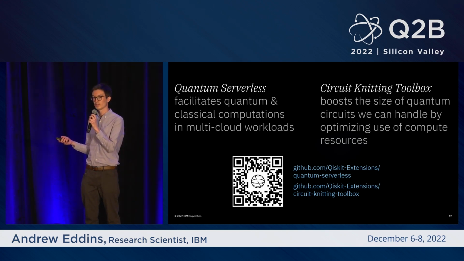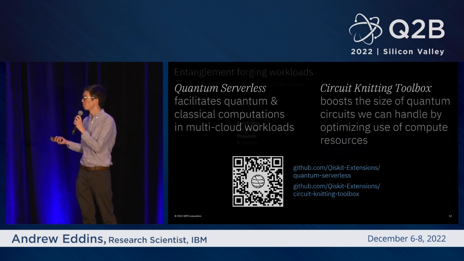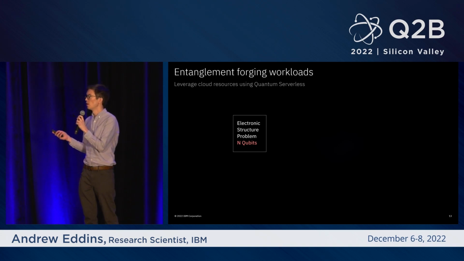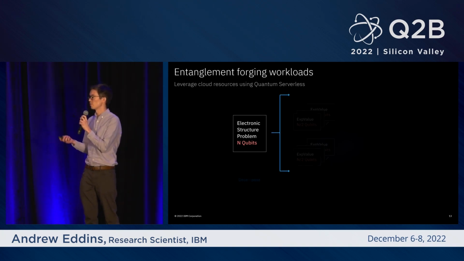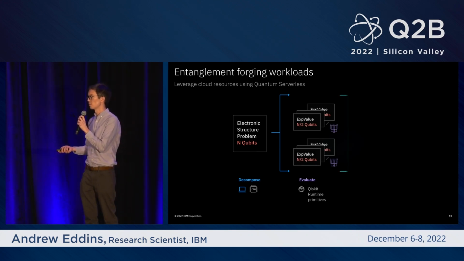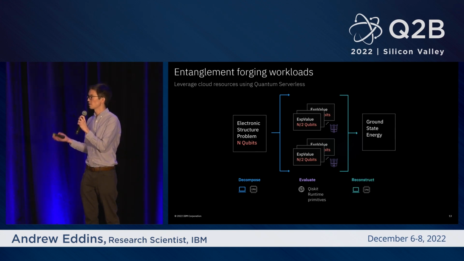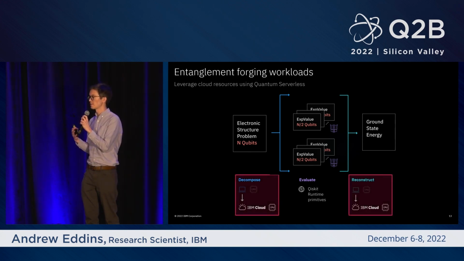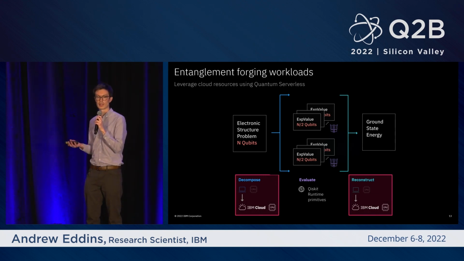I'll flash that up also on the summary slide if you're interested, for facilitating sending these quantum classical jobs to the cloud. As a quick high-level overview, for entanglement forging workloads, you start with some n-qubit electronic structure problem, decompose that classically, send that to potentially multiple backends running on half the number of qubits with each circuit, evaluate it using Qiskit runtime primitives, and then classically reconstruct that series of results to obtain the ground state energy. Additionally, these packages are compatible with deploying the classical processing to the cloud, paving the way to really scale up these processes.